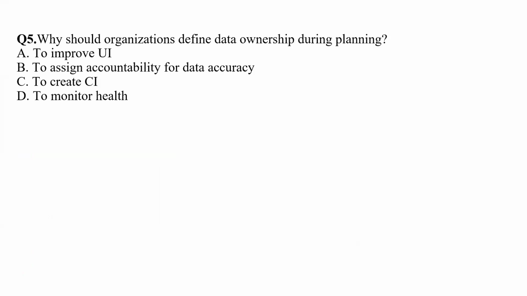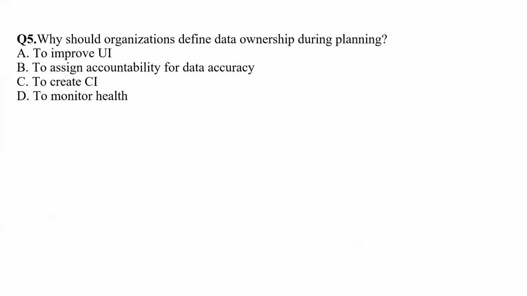Next one. Why should an organization define data ownership during planning? Option A, to improve UI. Option B, to assign accountability for data accuracy. Option C, to create CI. Option D, to monitor health. So the correct answer is option B, to assign accountability for data accuracy.